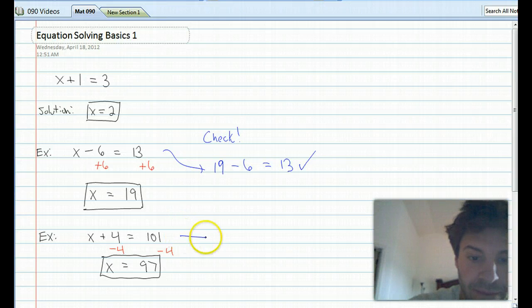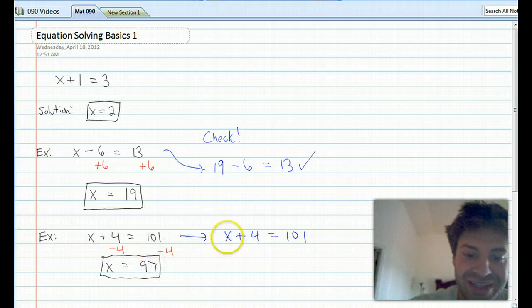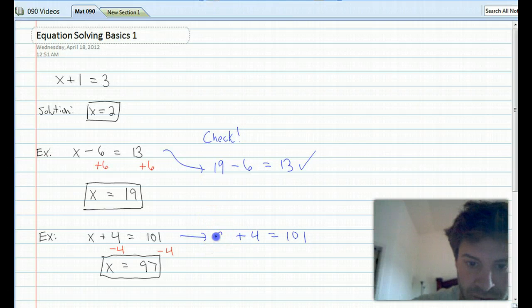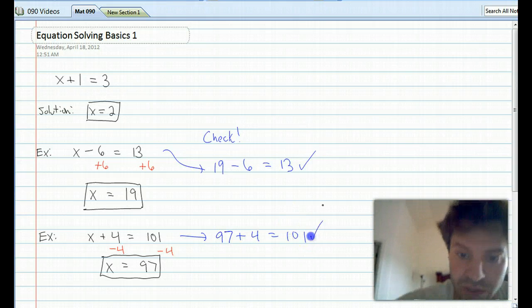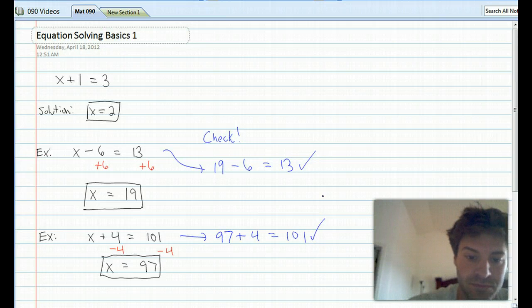Let's do it for this problem down here. We're going to copy down the original equation, x plus 4 equals 101. And we're going to substitute our solution, x equals 97, into that original equation. So I'm going to replace this x with a 97. And the question again is, is that a true equation? Obviously 97 plus 4 is 101, so we've checked our solution. X equals 97 is the correct solution.